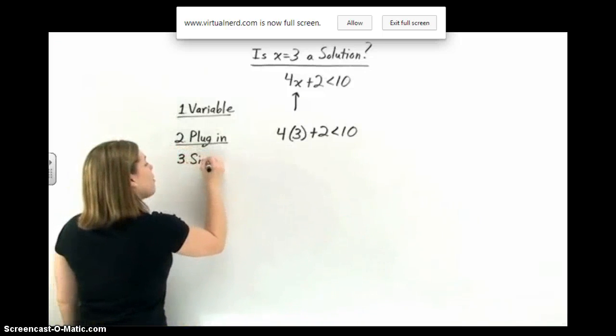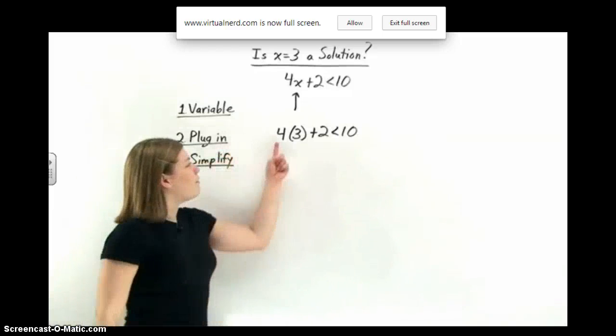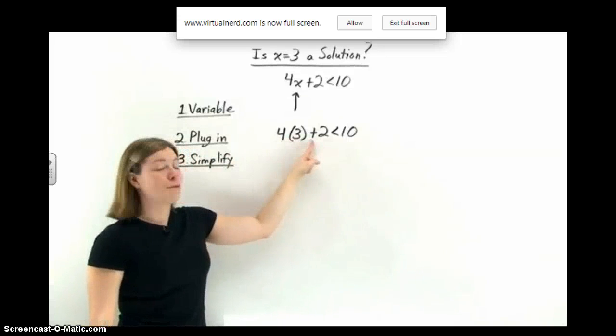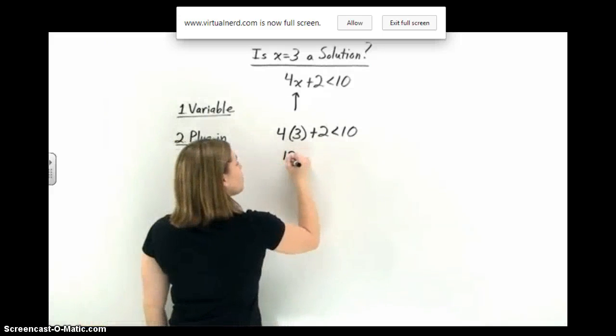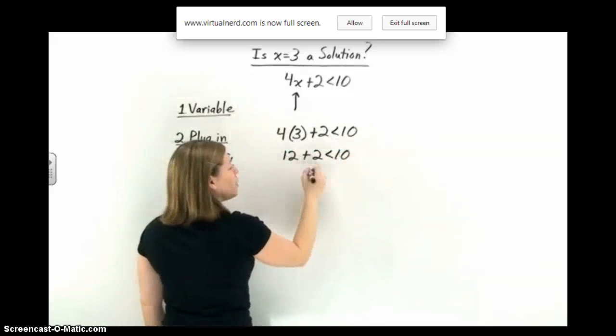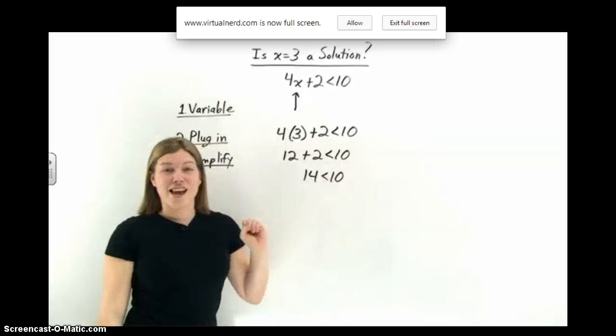Now to simplify, we want to follow the order of operations. We need to simplify this left-hand side. And in the order of operations, multiplication comes before addition. So we need to multiply first. 4 times 3 is 12. Now we can add. 12 plus 2 is 14. And we get that 14 is less than 10.